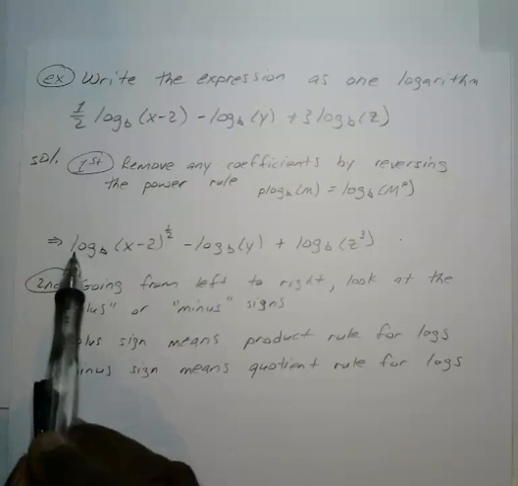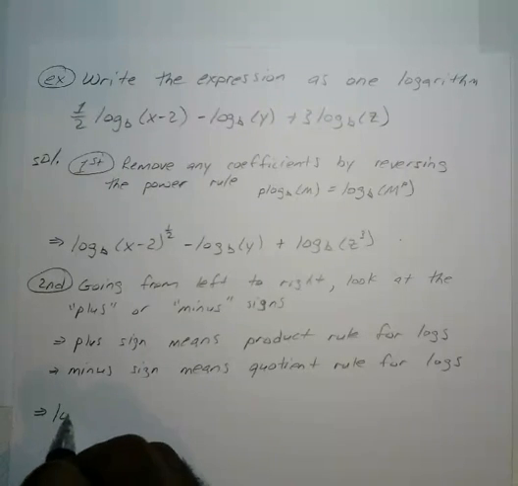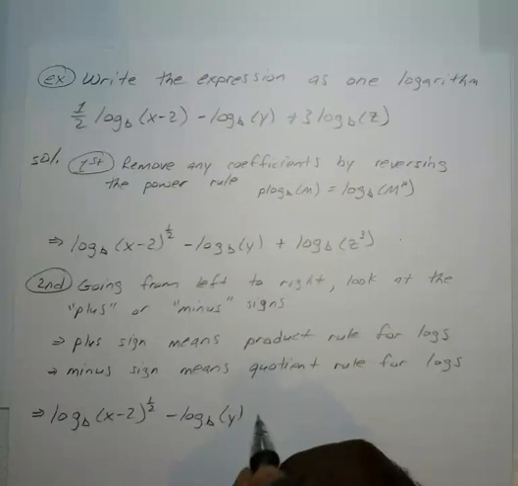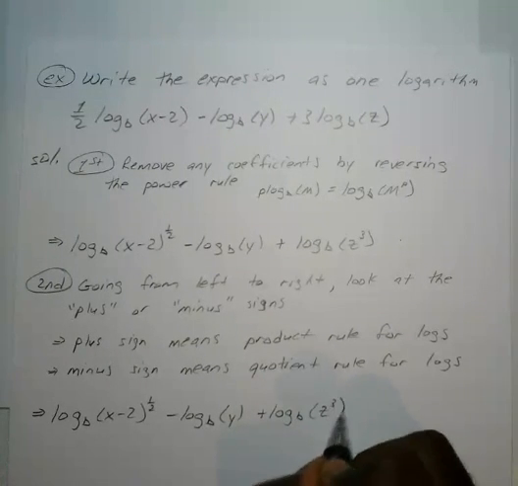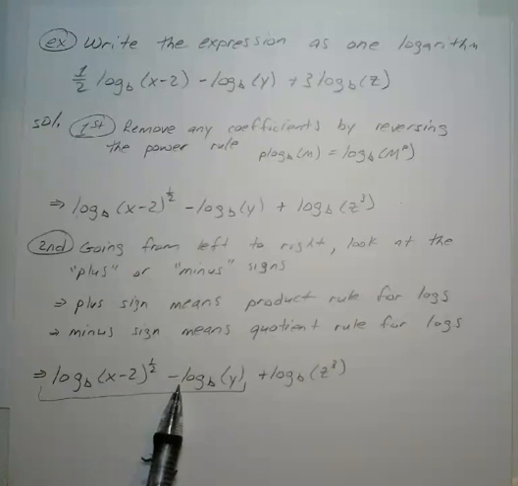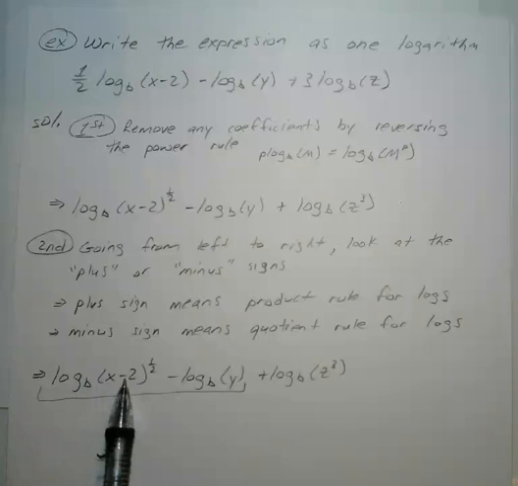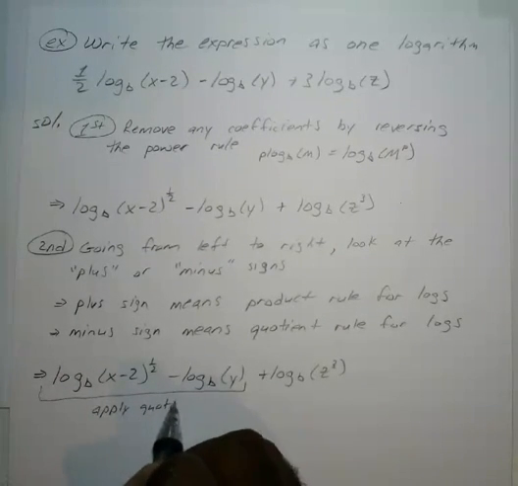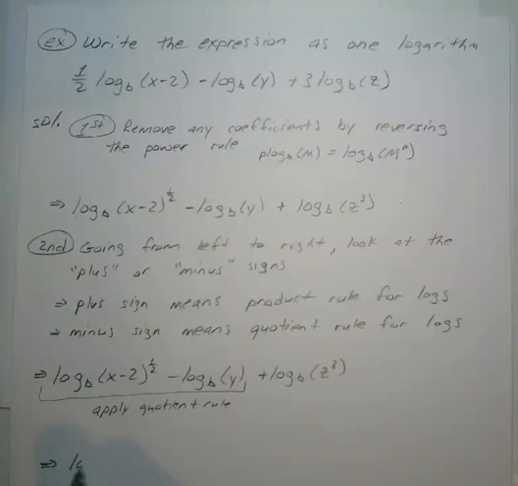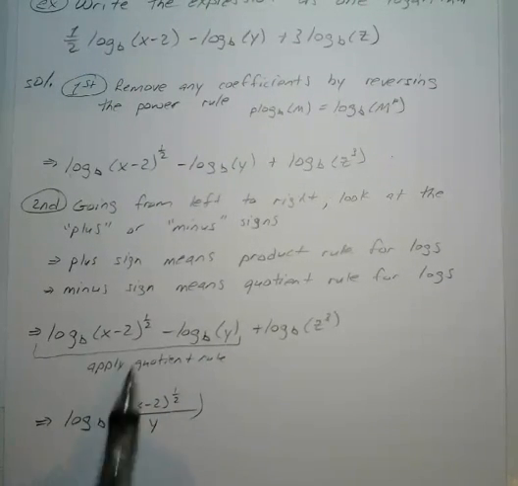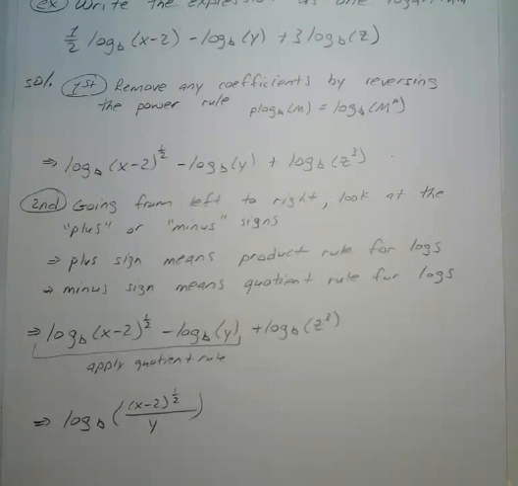All right, so we're just going to take where we left off, and I'm going to rewrite it. So we have log base b of (x minus 2) to the 1/2 power, minus log base b of y, plus log base b of z to the 3rd power. Going from left to right, look at those two. Now you have a minus sign here, which means you're going to apply the quotient rule. So log base b of (x minus 2) to the 1/2 minus log base b of y just becomes log base b of (x minus 2) to the 1/2 power over y. So all you did was take those two terms and combine them using the quotient rule, but in reverse.